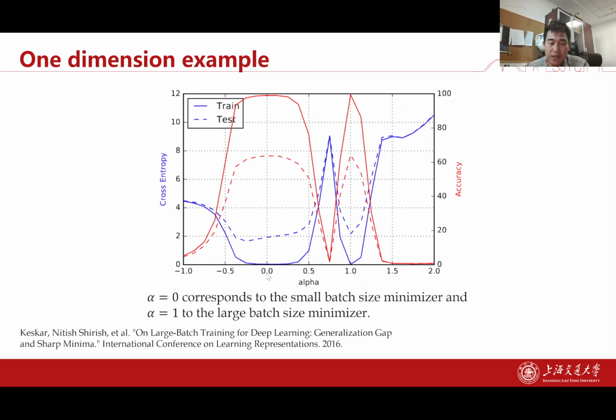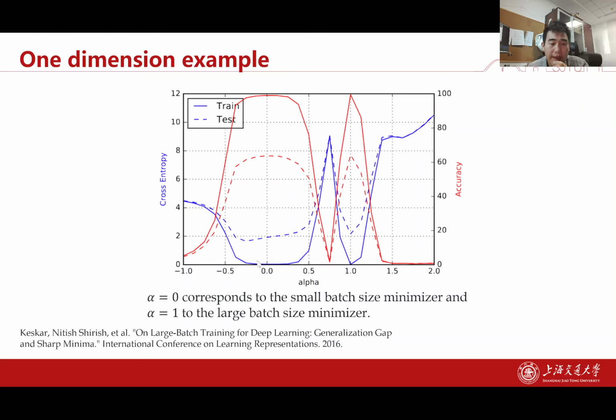This zero means the small batch size, the parameters they found by small batch training, and one means the minimum of the large batch size. So in the parameter space, you have 2 points. And once you have 2 points, you can connect them and get a line, right? And on this line, you have interpolated parameter values. So you can also use these values to compute the loss.